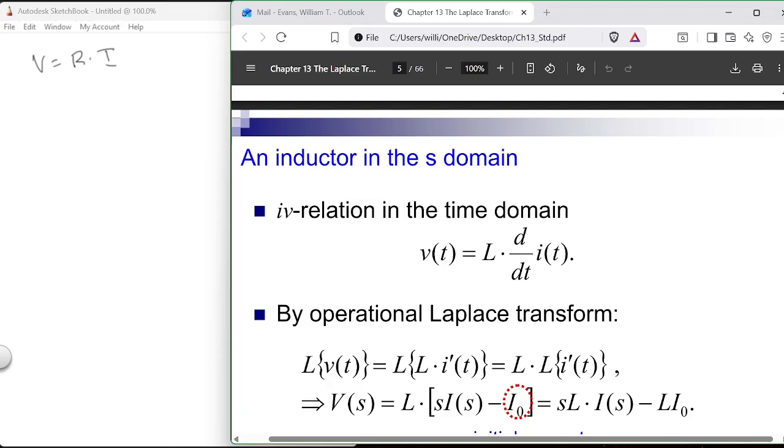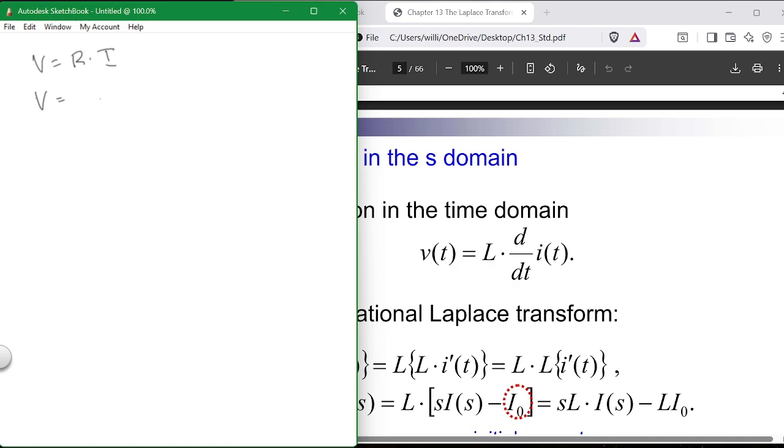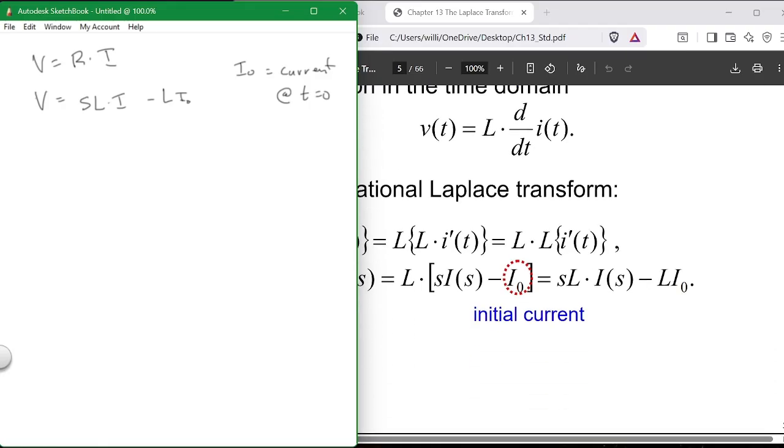Now this is the rule for inductors, which you've seen before. E equals L di/dt, or ELI. So V is equal to S times L times I minus L times I naught. This means when you turn the circuit on, I naught is the current at t equals 0, or when you start. That's the precondition. Now this is the other one.